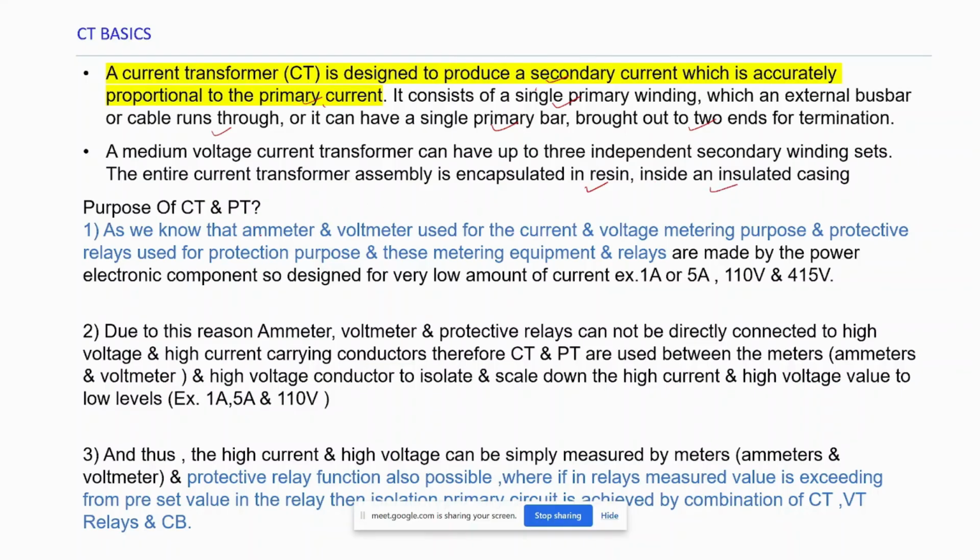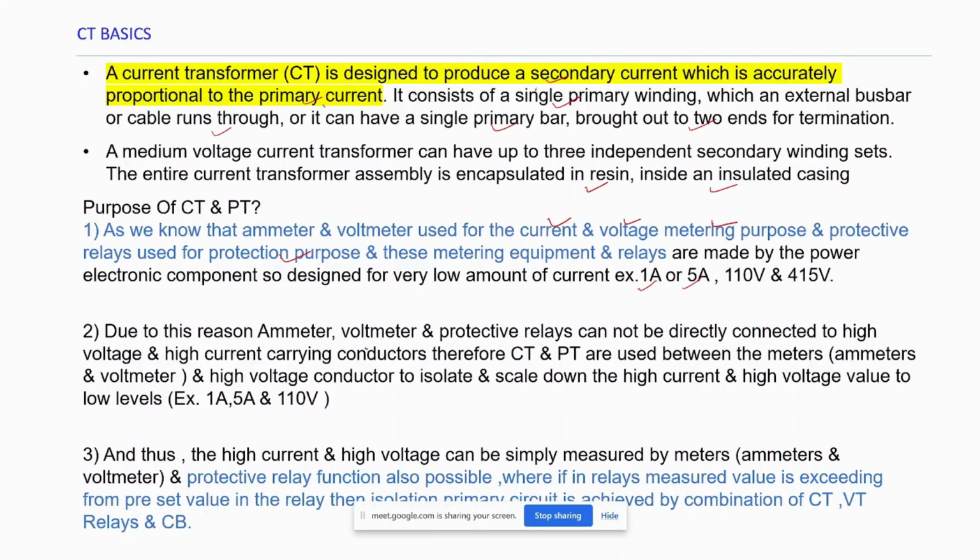So the purpose of the CT is, as we know, the ammeter and voltmeter are used to measure the current and the voltage for metering purposes, and protection relays are used for the protection purpose. So we have current and voltage metering purposes, and the protective relay is used for the protection purpose. Those metering and protection relays are made up of power electronic equipment designed for very low current, as much as 1 amp and 5 amps. So all these meters and relays are rated for 1 amp or 5 amps.